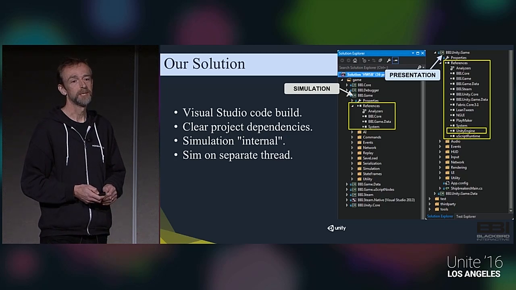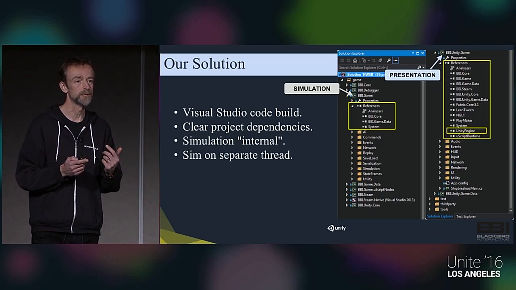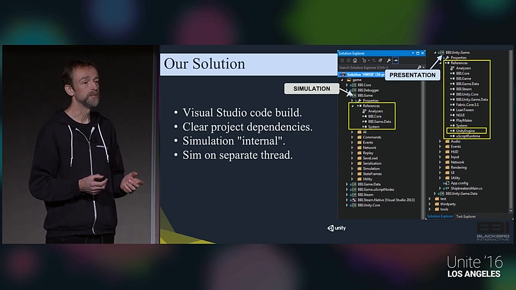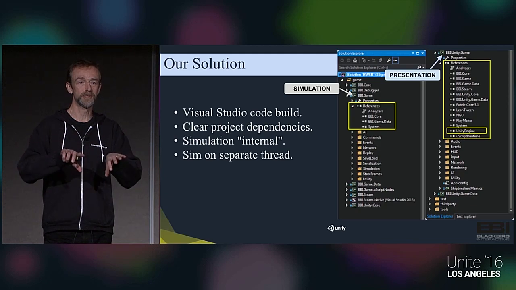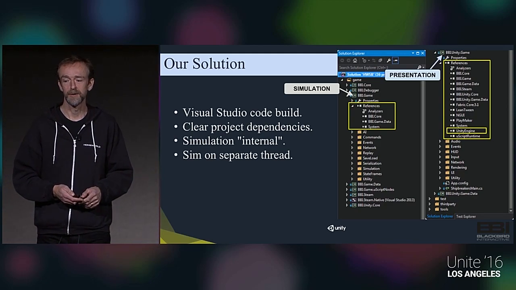We also run the simulation on a separate thread, which is something we couldn't do if it depended on Unity, because we get those annoying exceptions about you can't do that on that thread. It also pushes simulation and presentation even further apart and makes it even harder for the presentation layer to interfere with the sim.